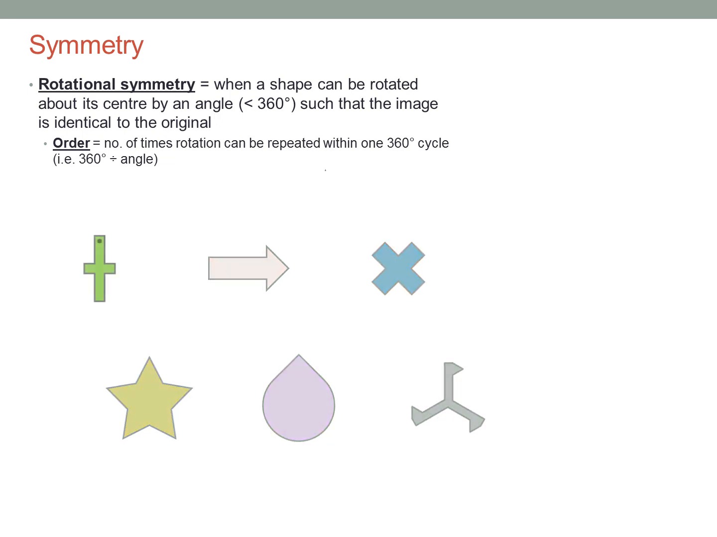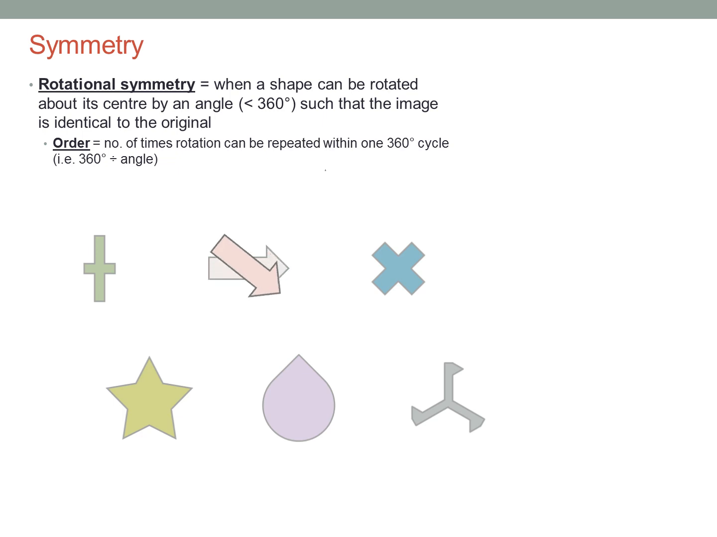For example, if I rotate that first shape by exactly 180 degrees, I'll end up with the same shape I started with in the same position. And then, of course, if I rotate it another 180 degrees, I get back to where I started. We say this shape has rotational symmetry of order 2. There are 2 different positions around the full rotation where the shape looks exactly the same.